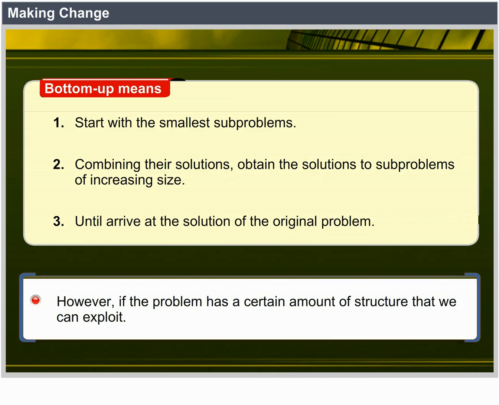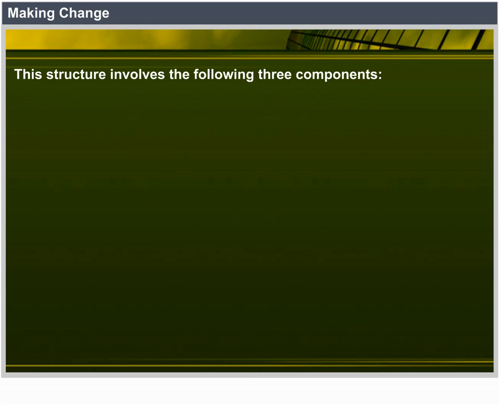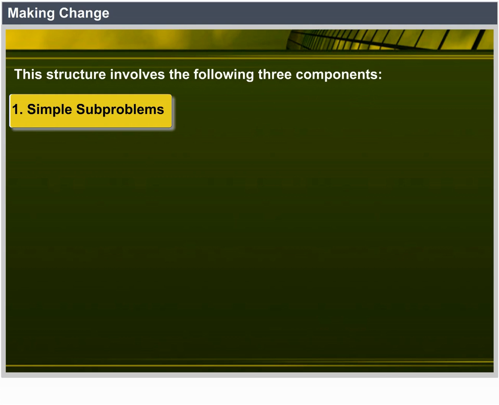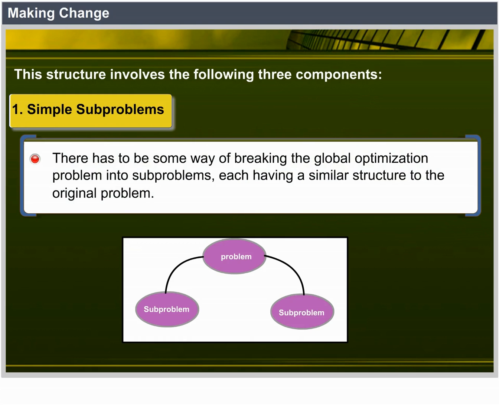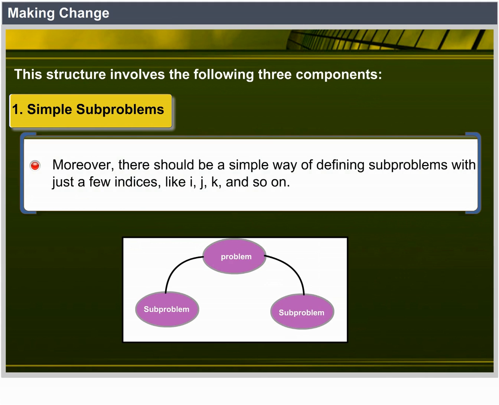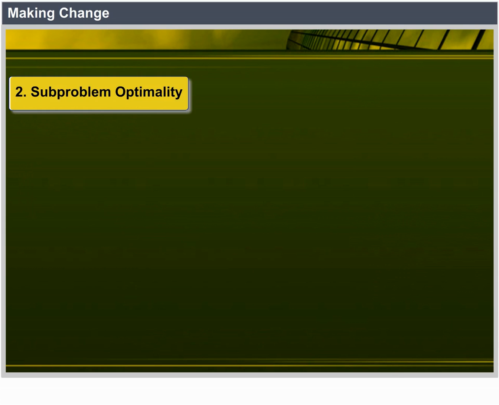However, this works only if the problem has a certain amount of structure that we can exploit. This structure involves the following three components. 1. Simple subproblems. There has to be some way of breaking the global optimization problem into subproblems, each having a similar structure to the original problem. Moreover, there should be a simple way of defining subproblems with just a few indices like i, j, k, and so on.